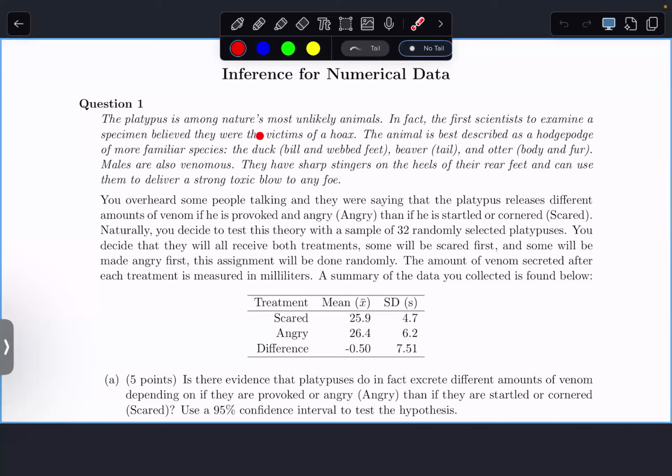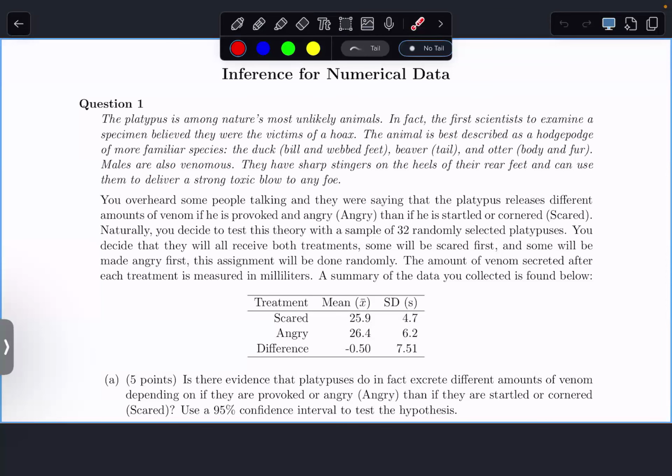The platypus. The first scientists thought it was a hoax. Anyways, it's got the duck bill and webbed feet. It's got the beaver tail, and then the otter body and fur. But the key part is that the males are also venomous, and so they have sharp stingers on the heels of their rear feet, and they can use them to deliver a strong toxic blow to any foe. Clearly copied from somewhere.